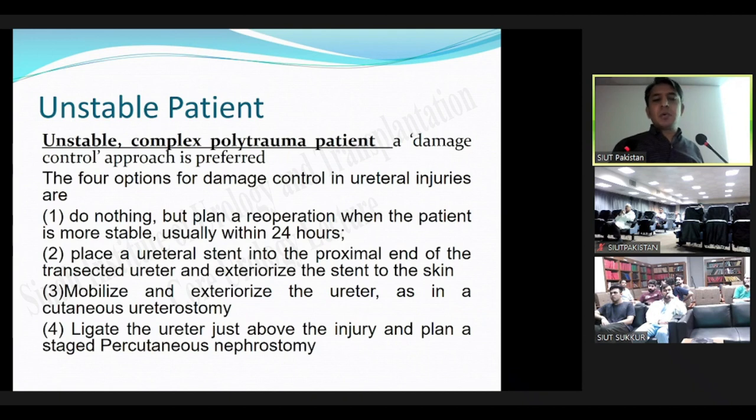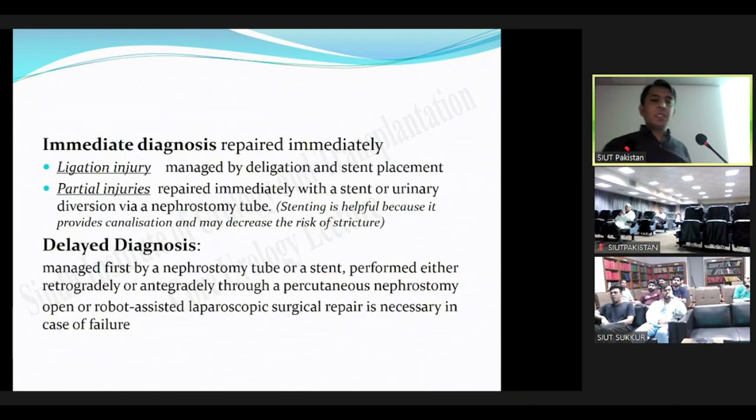So we can perform these maneuvers to identify the transected ureter intraoperatively when they call you in gynae or some other procedure. The immediate diagnosis is referred immediately. If it is a ligation injury, it is managed by deligation and stent placement, and partial injury is repaired immediately with the stent, or urinary diversion via nephrostomy tube.